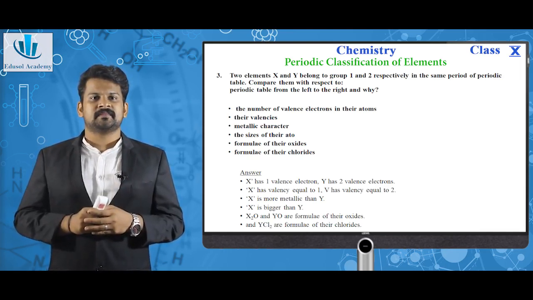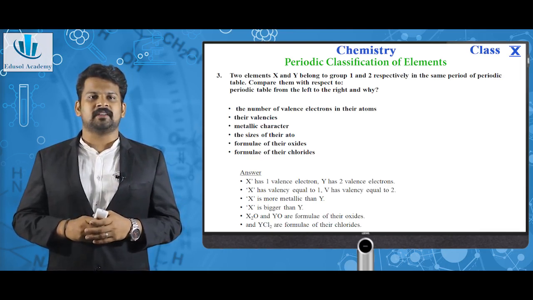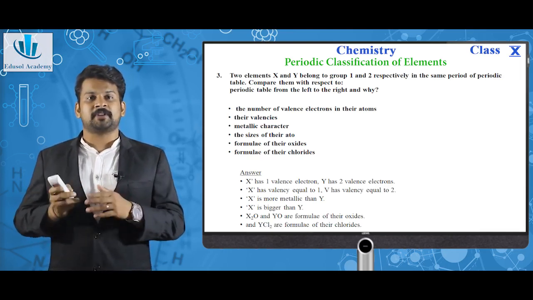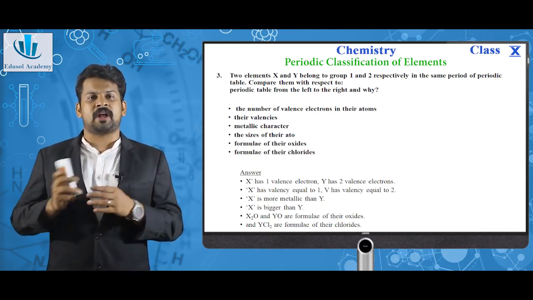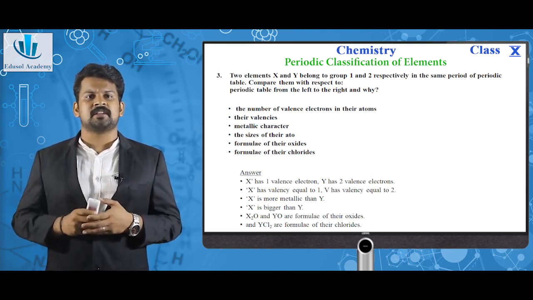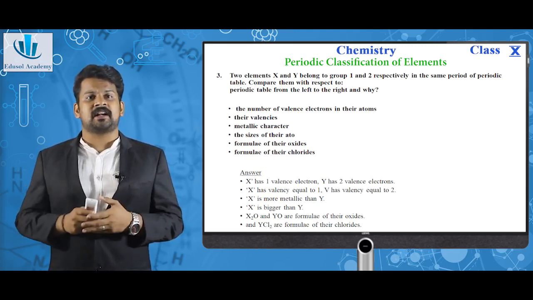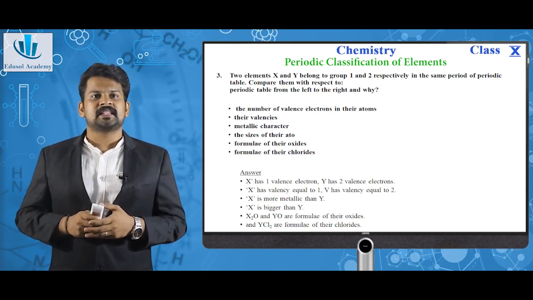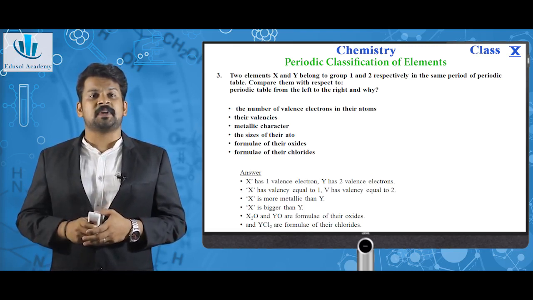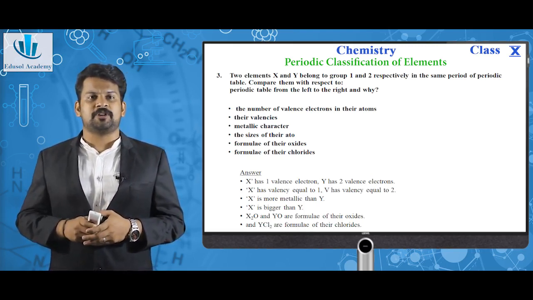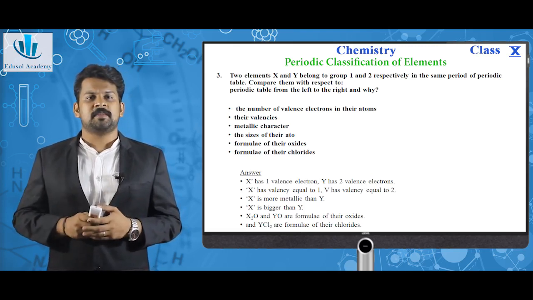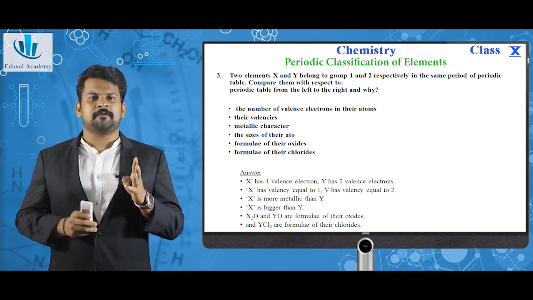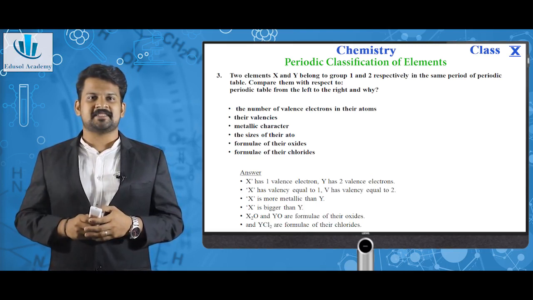Metallic character. X is more metallic than Y because Y is coming after X. Across a period, left to right, metallic character decreases. So X has more metallic character than Y. The sizes of the atoms. X is bigger than Y. This is also for the same reason. From left to right, atomic size decreases. X is coming first, so X is bigger in size.